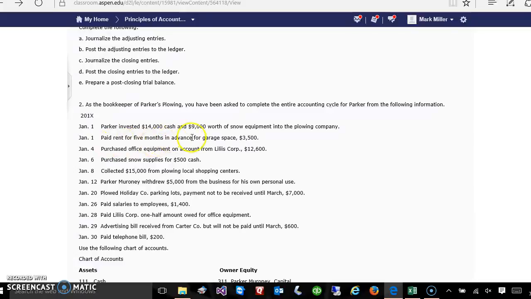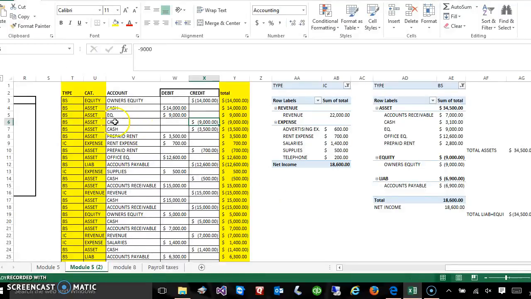Paid rent for 5 months in advance for garage space for $3,500. So anything in advance, it says here paid rent in advance, so it's prepaid. So he prepaid 5 months for the company. So what you do is record the actual cash outlay of $3,500. A credit reduces cash, so you credit cash and you debit prepaid rent.